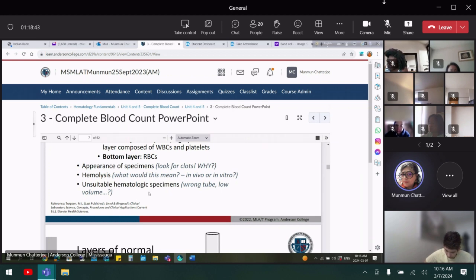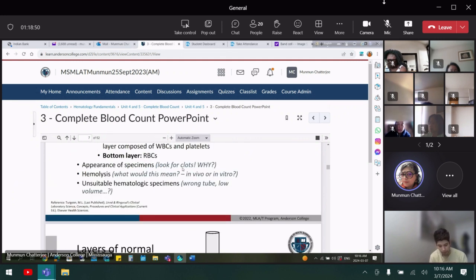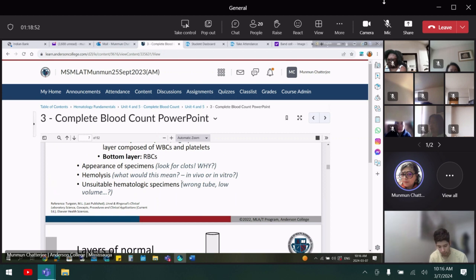Unsuitable hematologic specimen, like wrong tube or low volume, less than 1 ml. Say maybe they collected in the CBC tube by chance, but when they were putting the label, they made a mistake. They put the mint label on the CBC tube. So when you are labeling the tubes, you have to be very careful.